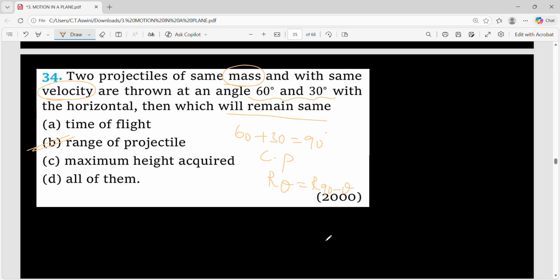In the next session, we'll continue with more applications of motion in a plane. We will discuss trajectory of the particle, and we'll see projectile from a certain height, and projectile from a height at some angle. So we'll see all the other different concepts left over in this chapter.